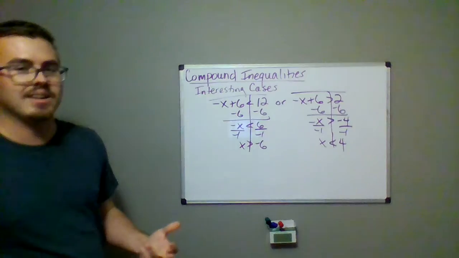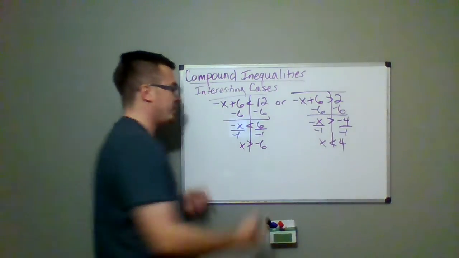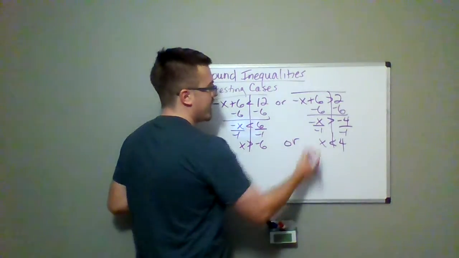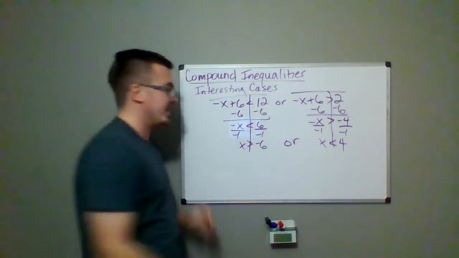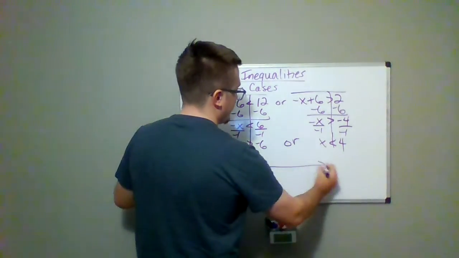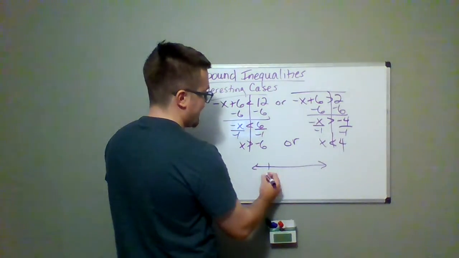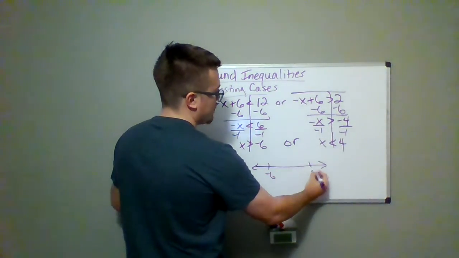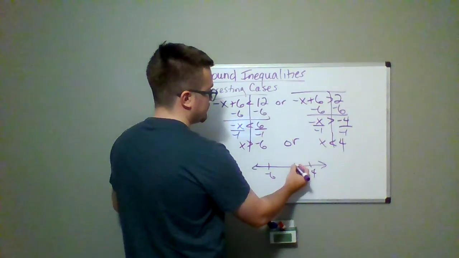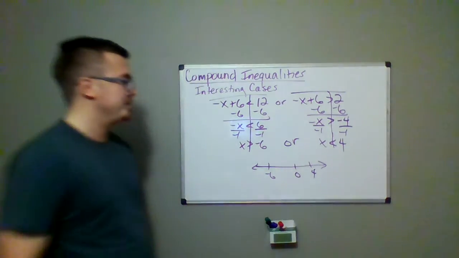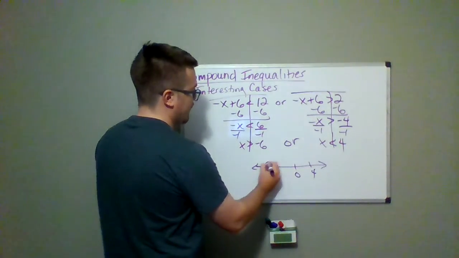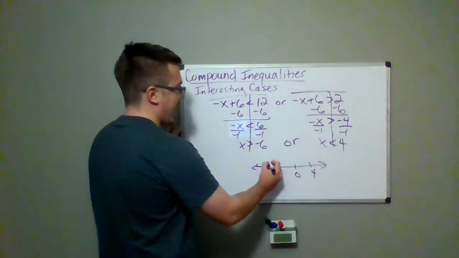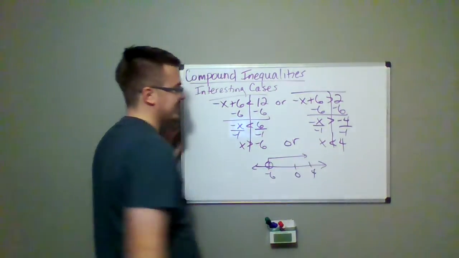So remember, this is an or problem. We've got x is greater than -6 or x is less than 4. Think about what this looks like on a graph. If I've got -6 over here, +4 over here, which means that 0 is somewhere in there. If I graph the left one, I've got an open circle on -6, and it's shaded to the right since it's positive.